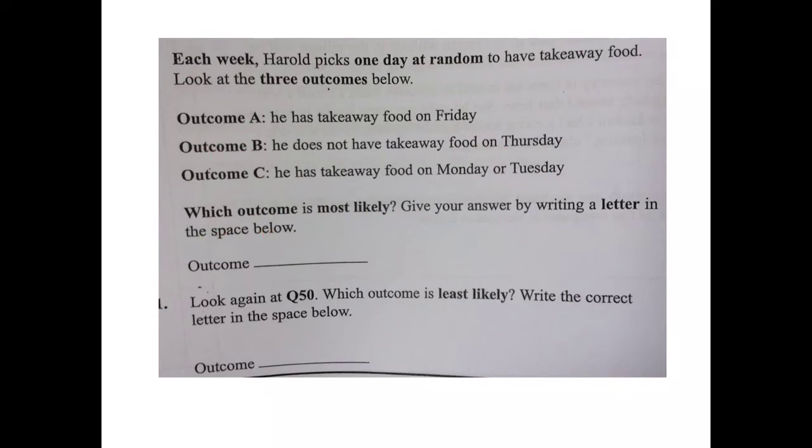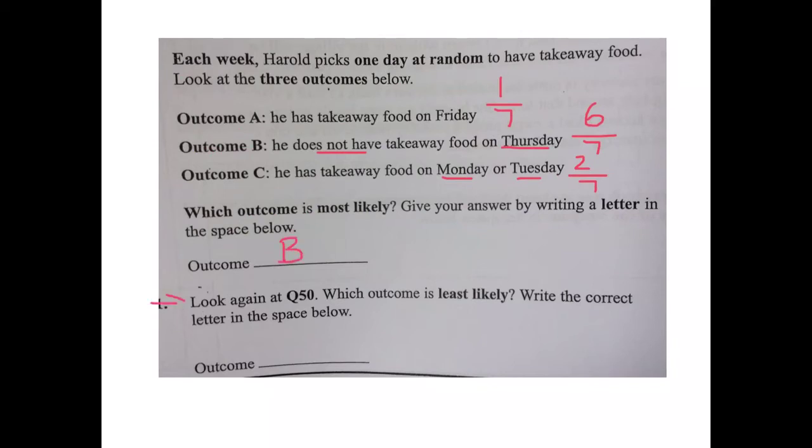Well, let's go through each of our statements. If he's picking takeaway food to have on each day of the week, there are 7 days, and the probability that he has food on a Friday, well, there's 1 Friday, so it's 1 chance in 7. Outcome B, again, there are 7 days, and outcome B states he does not have food on a Thursday, so that's 6 chances in 7, because there's 1 Thursday and 6 days where it isn't Thursday. And outcome C, again, there are 7 days, and the probability that he has takeaway food on Monday or Tuesday, 2 chances in 7. So the one that is most likely is outcome B.